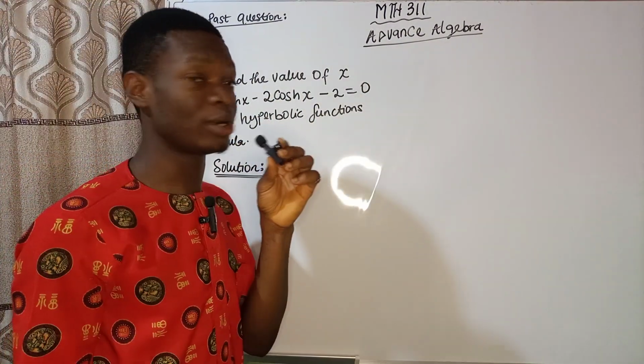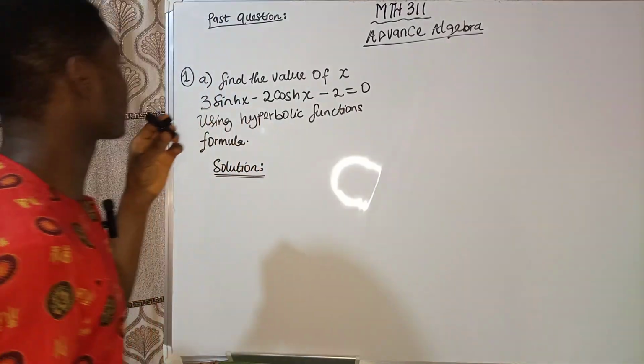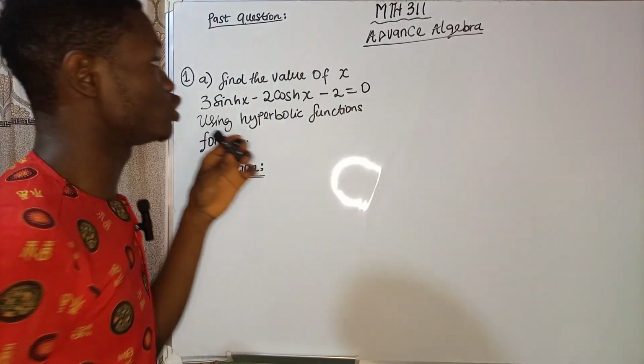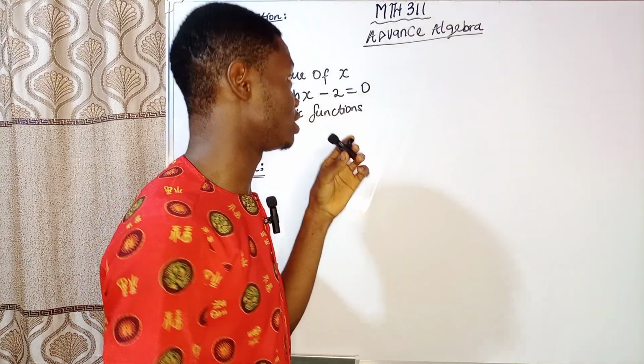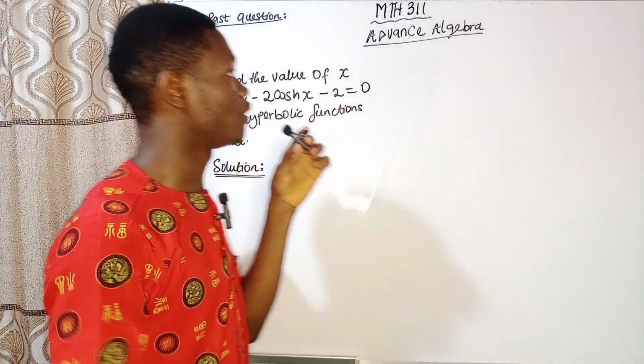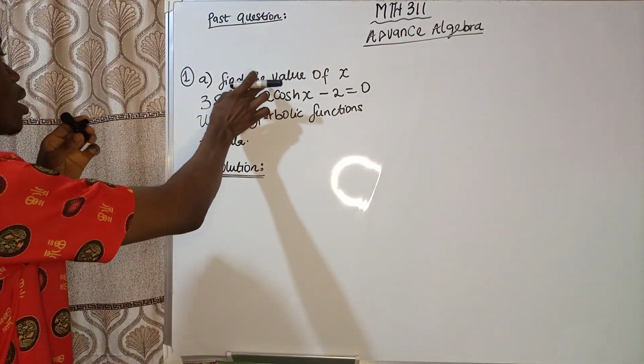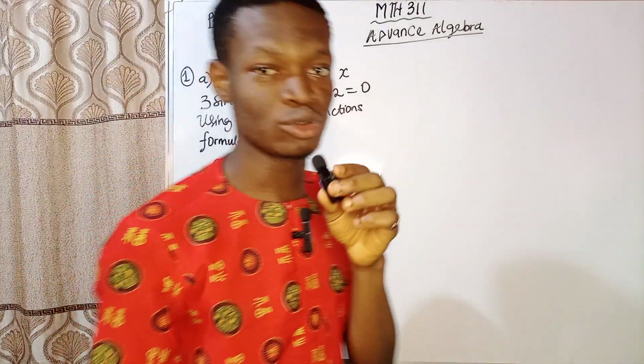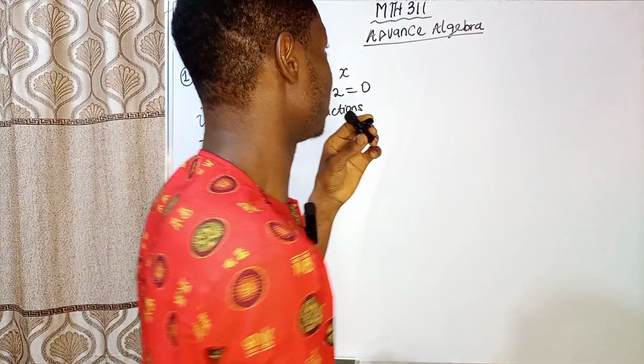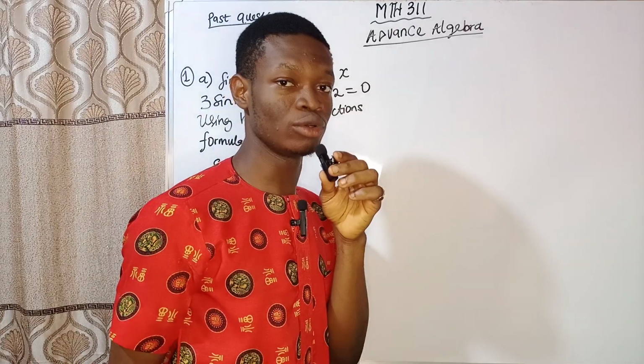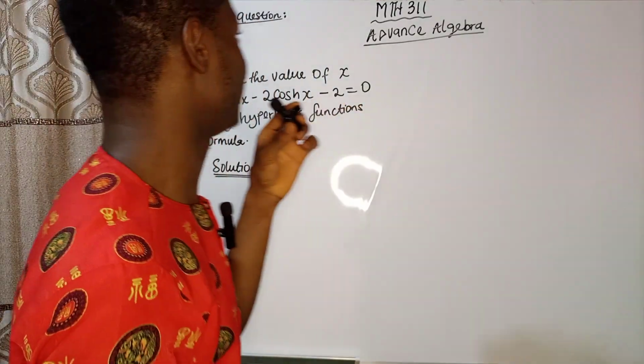This is MTH 311, Advanced Algebra. This is a past question for the Electrical and Electronics Engineering Department, 400 level. As the class rep, I decided to make a video on this MTH past question so that my fellow students can learn from it.